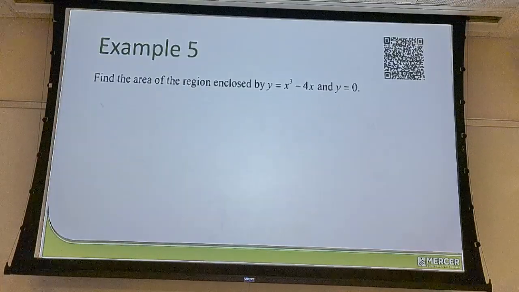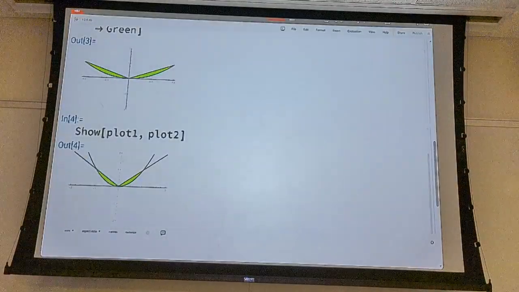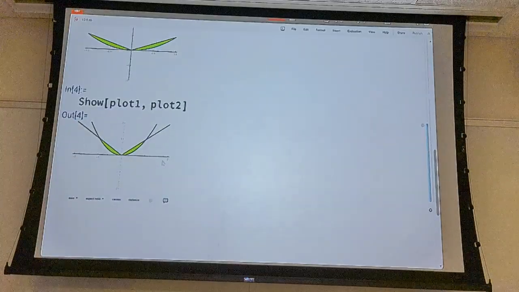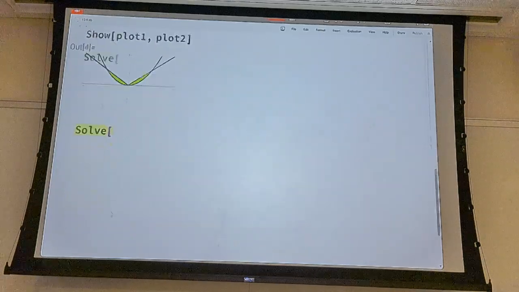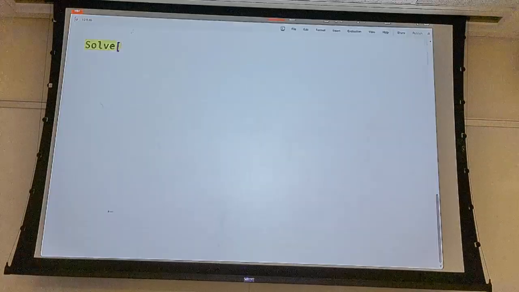So I think here's what I'm going to do for this one. Instead of doing the whole graph, we're just going to spit out the actual region itself, which means first we need an interval, right? It was x cubed minus 4x. What was the other one? 0. Oh, it's easy at least.